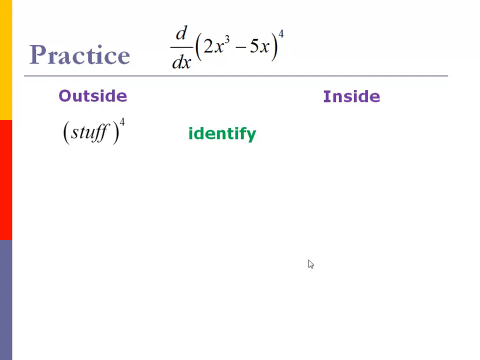Now, the first thing I'm looking at, one of the key indicators for me, giveaways, are parentheses. So when I'm looking at parentheses, I'm seeing stuff inside of parentheses, and the parentheses is to the fourth power. So I've got stuff to the fourth power. So the stuff inside the parentheses, that will be my inside function. And what I'm really looking at is that I've got a power 4 outside function.